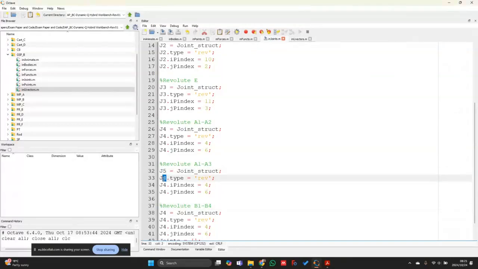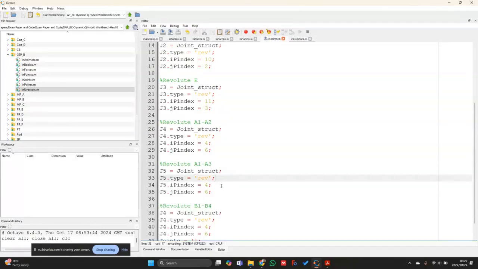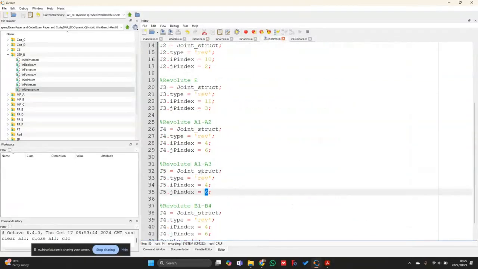And I just have to go and update the indices of these joints as well. Okay, so for A1, A3, I'm still going to work with point 4, but then for JP index, I have to go and change this. So this would be the next point over here. So AP3 is then 0.7. And then for B1, B4, I'm just going to change this to J6.